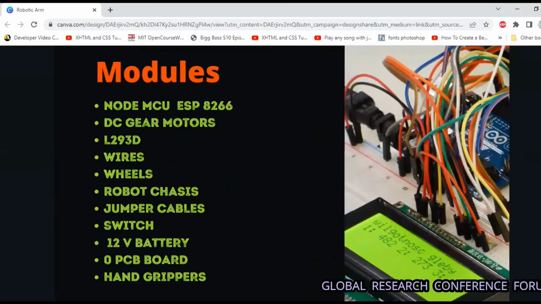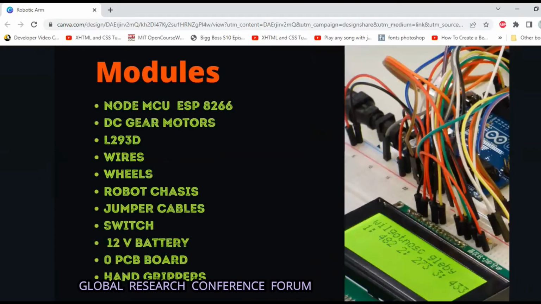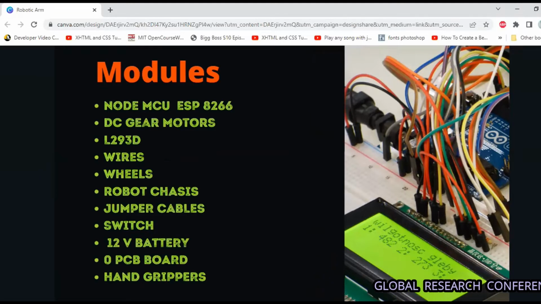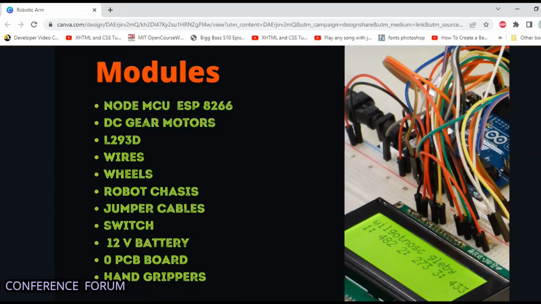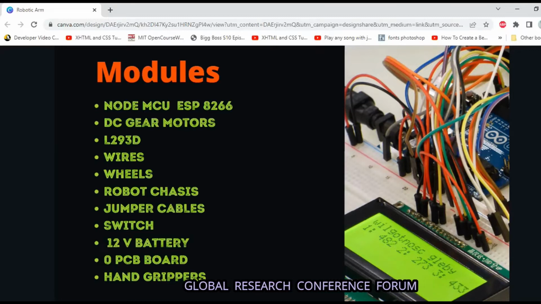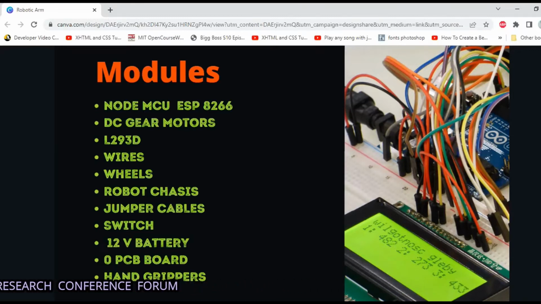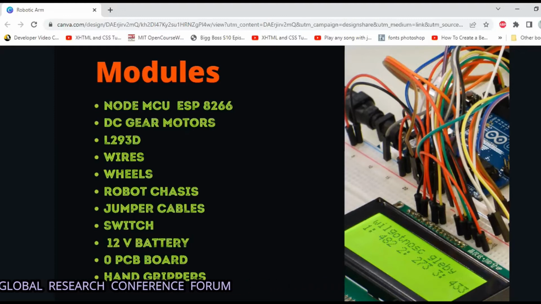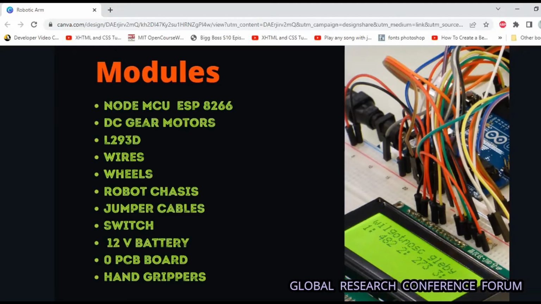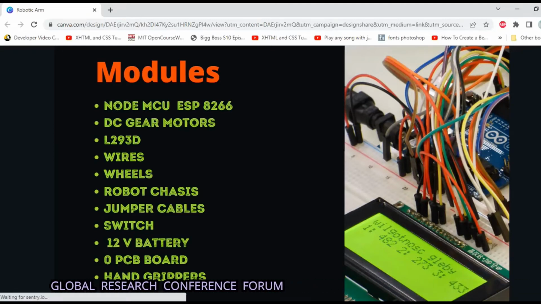These are the physical parts, known as modules, which are used in our project. Going through them one by one: first is the NodeMCU ESP8266. Second is the DC gear motors. Third is the L293D. Fourth is jumper wires. Fifth, wheels. Sixth, robot chassis. Seventh, jumper cables, switch, a 12-volt battery, zero PCB board, and hand grippers, which are used to grab objects.